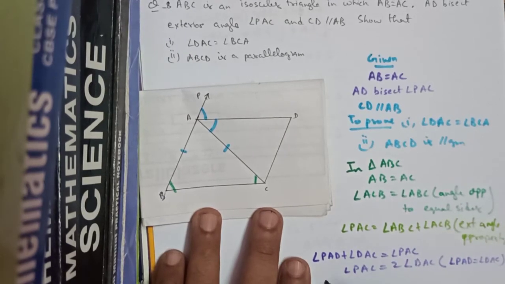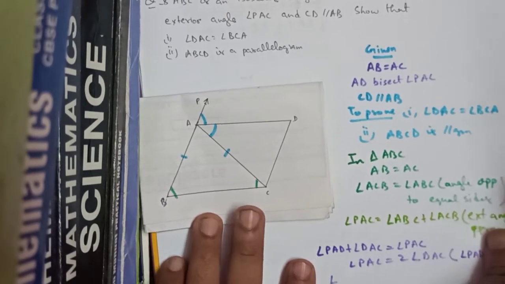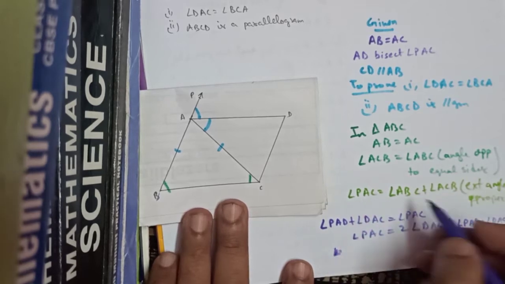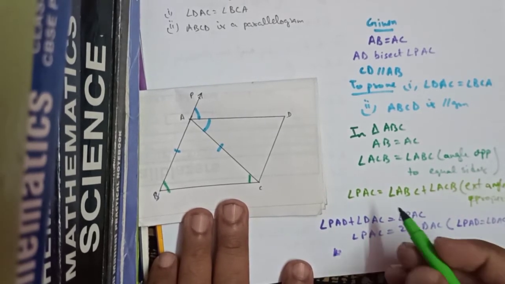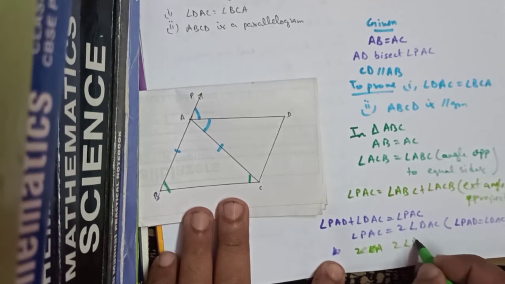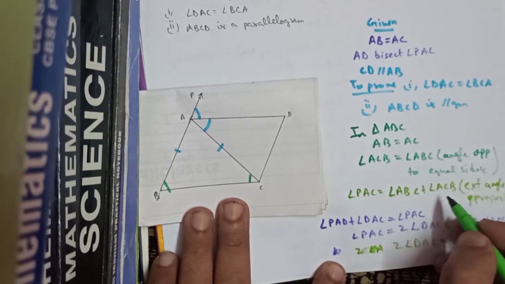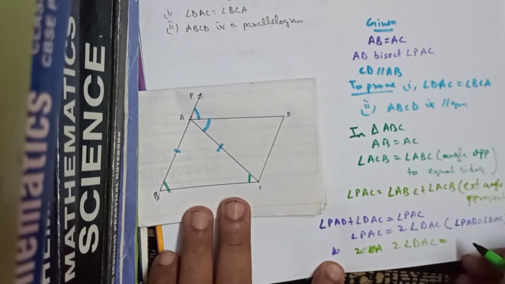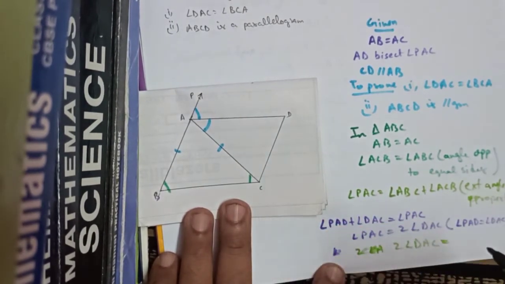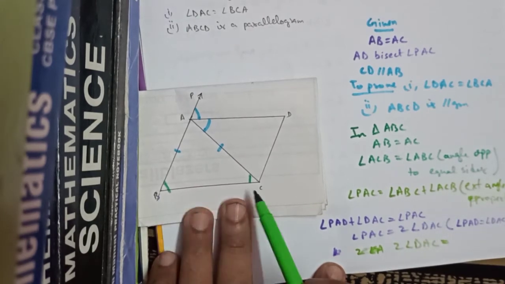Similarly, angle ABC plus angle ACB is the same. So in place of PAC, what can be written? In place of PAC, 2 times DAC can be written. 2 times angle DAC is equal to ABC plus ACB. Since ABC and ACB are equal, we can write 2 times angle, since we have to prove DAC equals to BCA. So BCA means ACB.